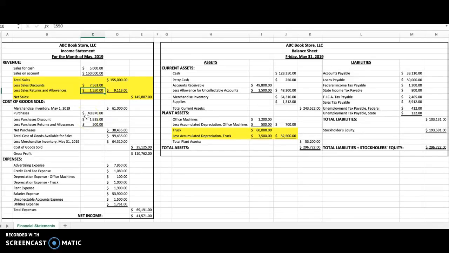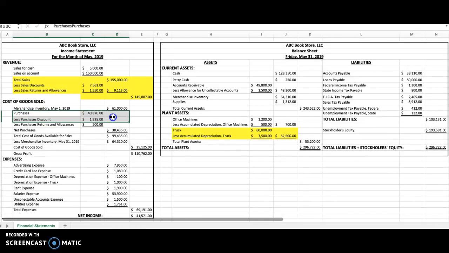Now, let's go down to the purchases part. If you look under cost of goods sold, there's much more information here than we had a few topics ago when we talked about figuring cost of goods sold. We'll come back to some of that later, but right now I want to focus on this part right here, where we have purchases, purchases discount, purchases returns and allowances, and the net.